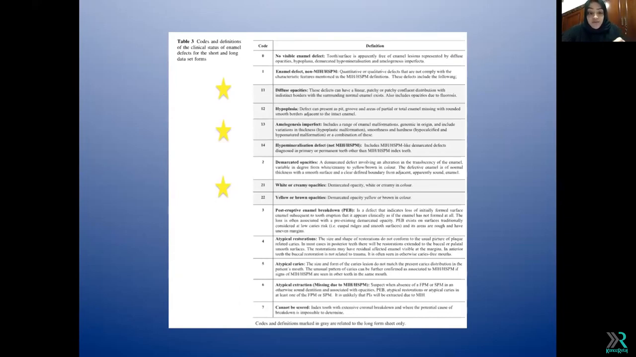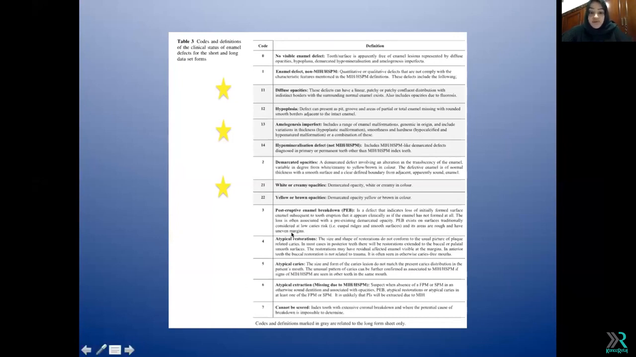They score the teeth from 0 to 7. The areas shaded in gray are further subdivisions to be recorded in the short form. They start from 0, no visible enamel defects; 1, visible enamel defects, but it's not MIH, it could be diffuse opacities, as in fluorosis, hypoplasia, amelogenesis imperfecta, or hypomineralization, but it's not one of the index teeth. For example, if the permanent canine is affected, it falls within this score, 1-4. The second score is well-demarcated opacities. Furthermore, we categorize them 2-1 and 2-2 according to whether it's white, creamy, or yellow-brown.